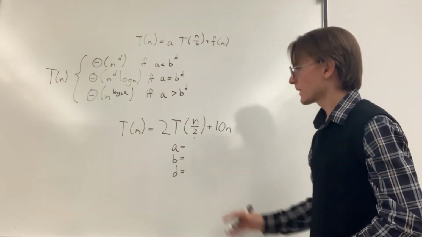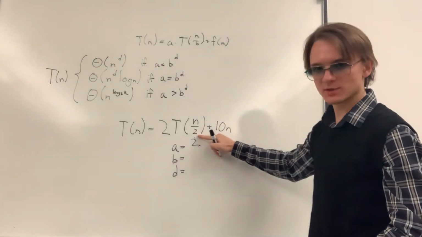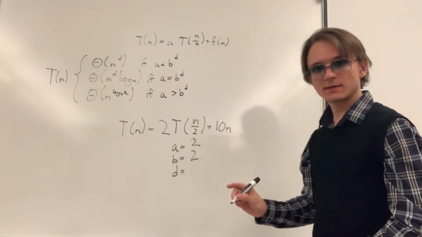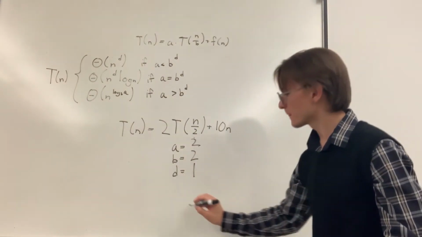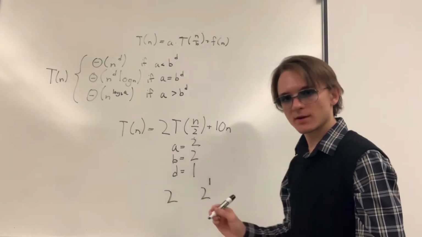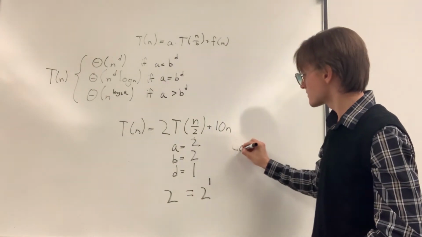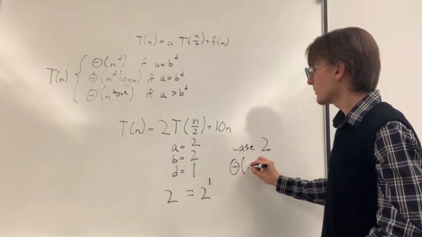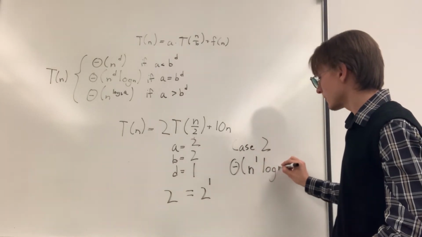This next problem, a is going to be 2. B, we have a division by b within the recursive relation, so 2 again. And d, we have 10n to the power of 1, so d is 1. We have 2 compared to 2 to the power of 1. Now, of course, 2 is equal to 2, so we're led to case 2, which is big theta of n to the power of 1 log n.